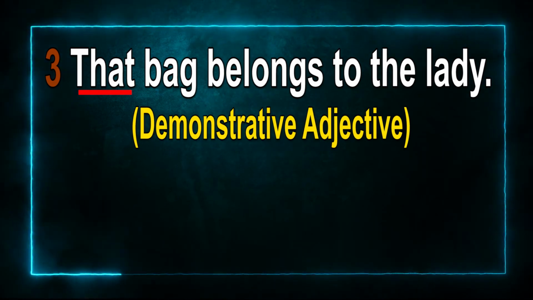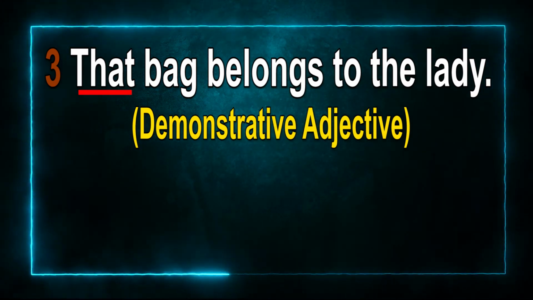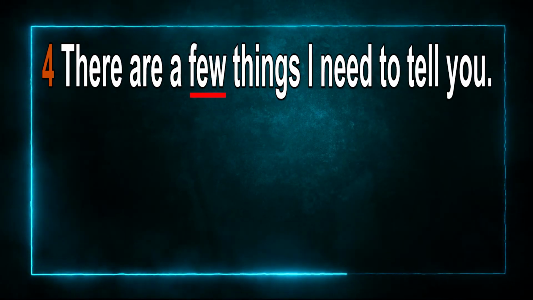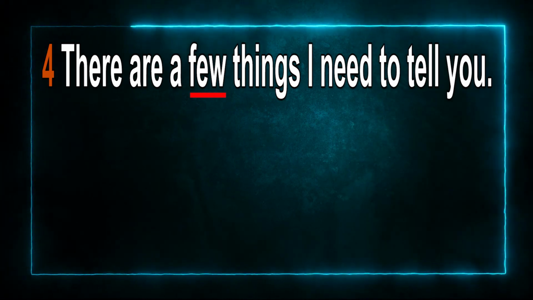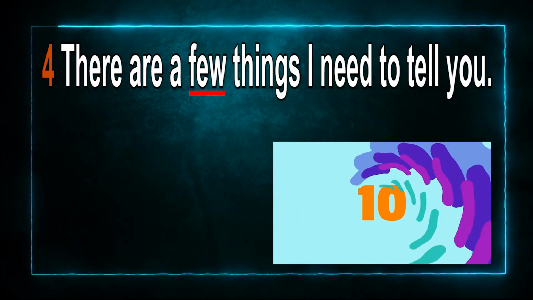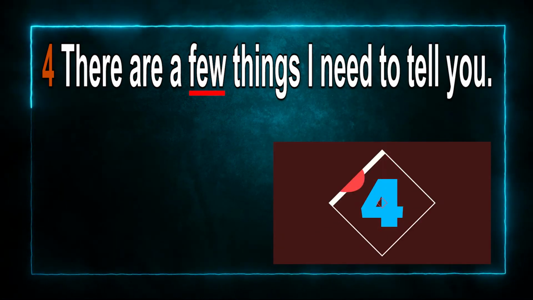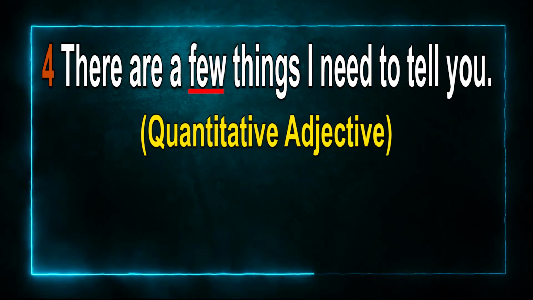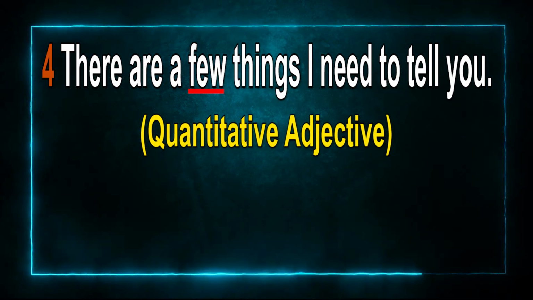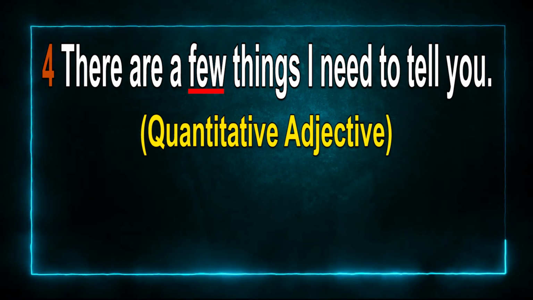I'm sure you looked at the word coming after, which indicates that it is definitely an adjective because all demonstrative adjectives must be followed by nouns. Number 4. There are a few things I need to tell you. What type of adjective is indicated by the underlined word? Yes, boys and girls, few is a quantitative adjective. But more specifically, we can say that it is an indefinite adjective also.